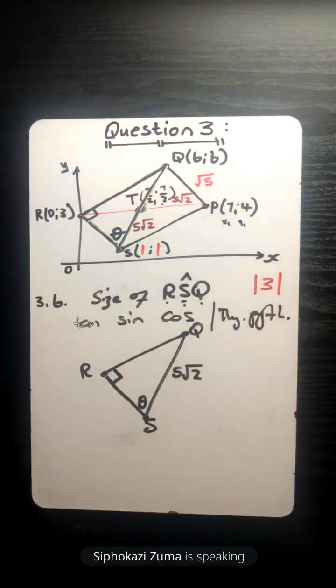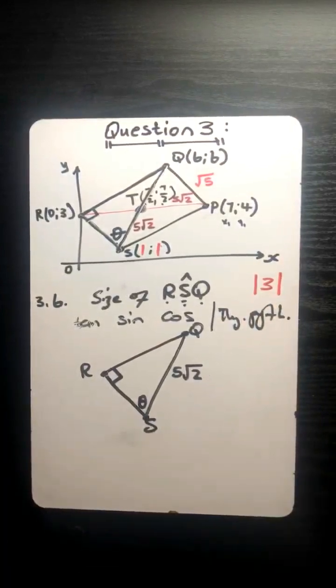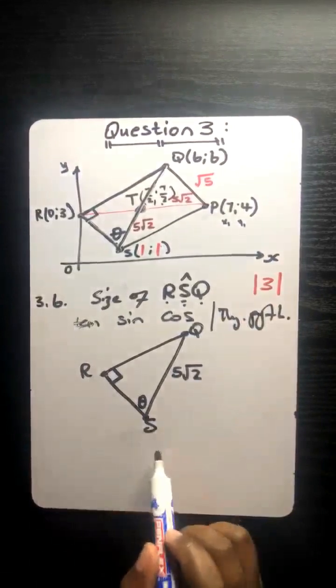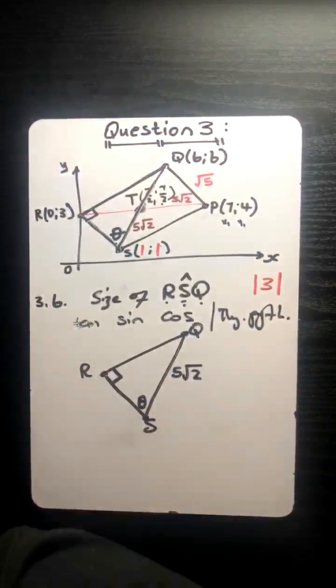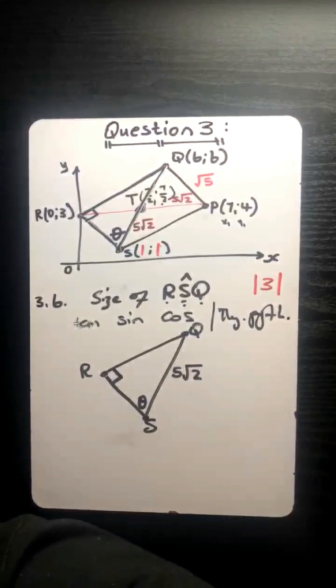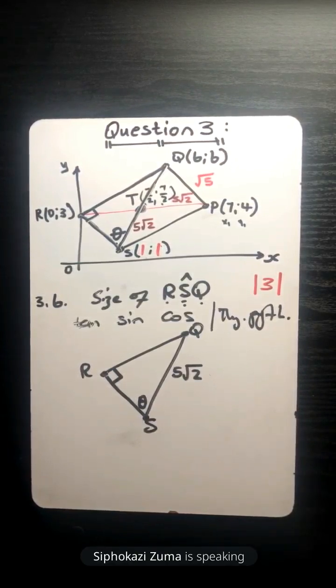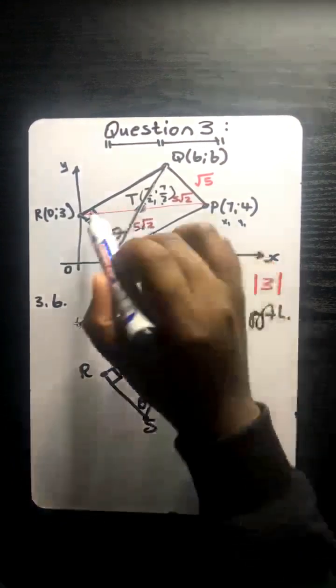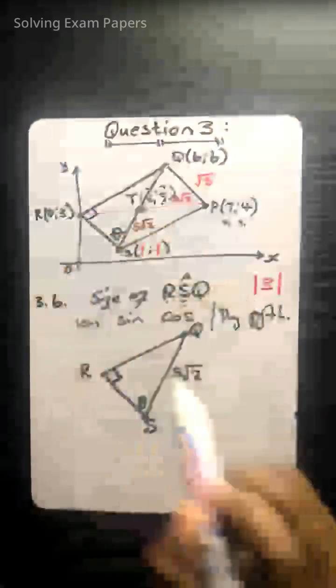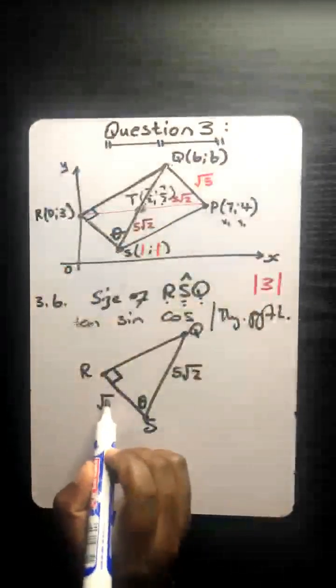RS is square root of 5. How do you know, honorable members? How is it square root of 5? Because opposite sides of a rectangle are equal. 100%. Opposite sides of a rectangle are equal. So that means this side is opposite to that side, therefore equal. This side is opposite to that side, therefore equal. So that means we are having square root of 5.